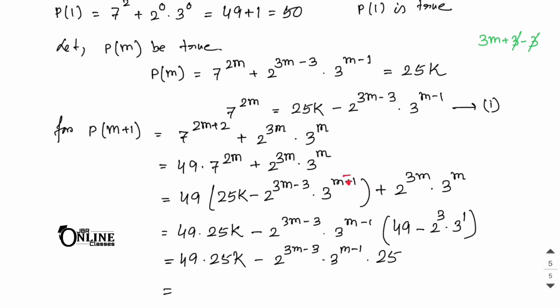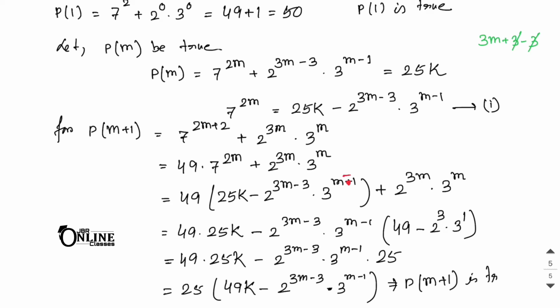So if you take 25 common from that one, you will get here 49k minus 2 to the power 3m minus 3 into 3 to the power m minus 1, and it is definitely divisible by 25. So if this one is divisible by 25, then that implies Pm plus 1 is true. So as Pm plus 1 is true, that means Pn is true for all n belongs to N. So it's proved.